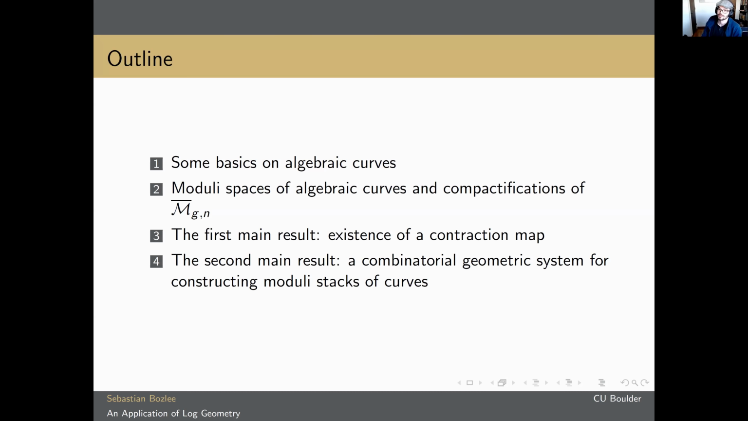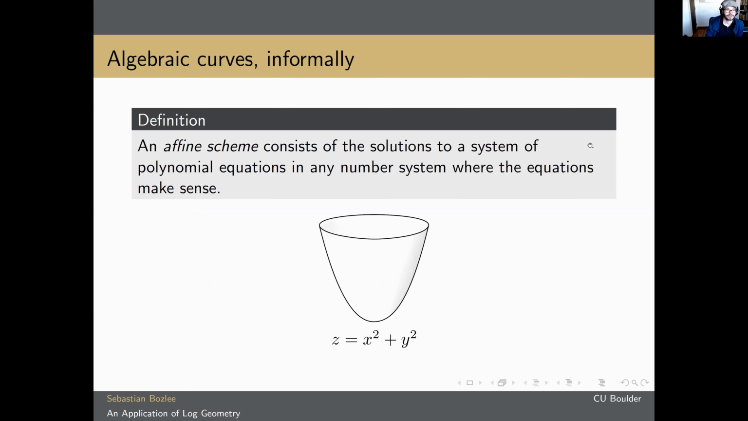And the central idea of my thesis is how you can move between those. And I'll present my first main result. This is really the technical heart of the thesis, which is the existence of a contraction map of curves. It'll trade some portion of your curve for a singularity. And then using that, we'll be able to put together a second main result, which is a combinatorial system for constructing new moduli stacks of curves. So without further ado, let's get going.